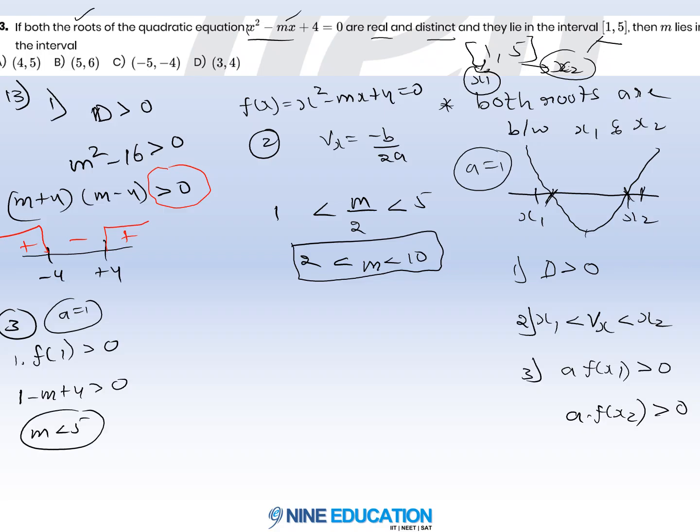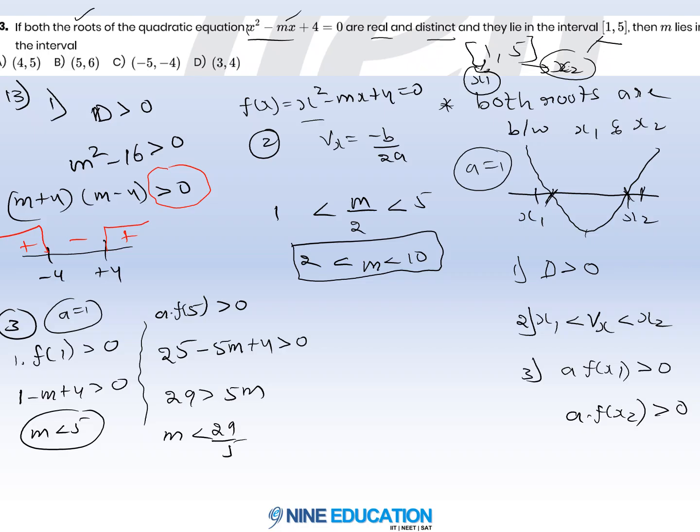In the same way, let's apply the other condition, a into f of x2. What is x2 here? Which is 5. Even this should be greater than 0. a is again 1. So f of 5. Replace x value as 5 here. 5 square is 25, minus 5m plus 4 should be greater than 0. So 29 is greater than 5m. m should be less than 29 by 5.